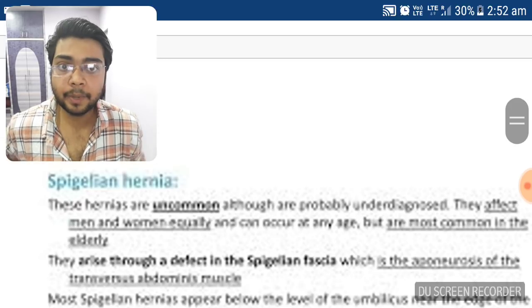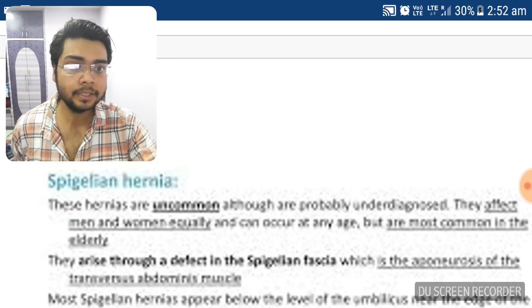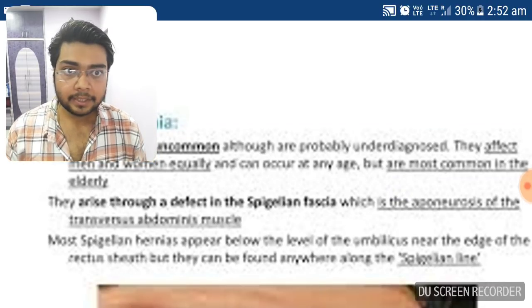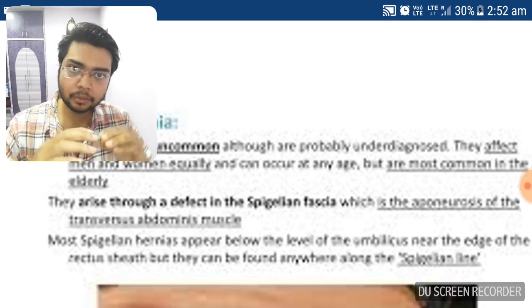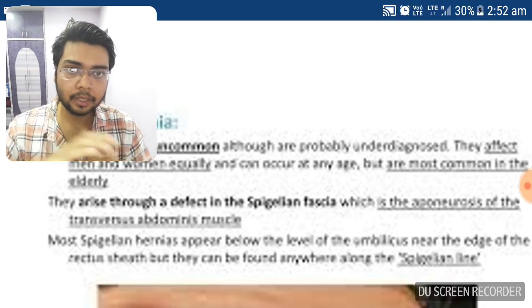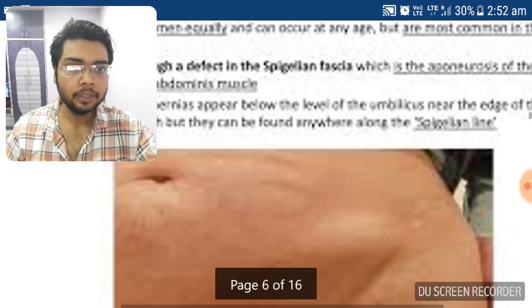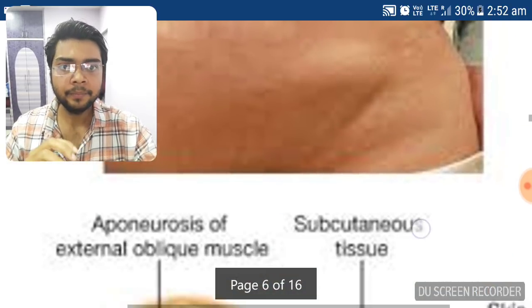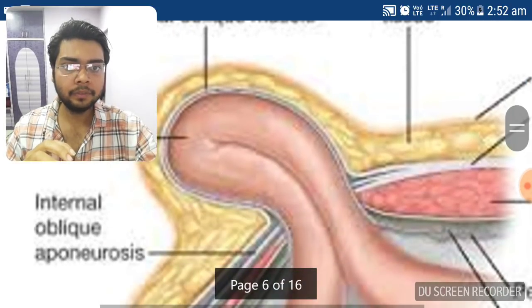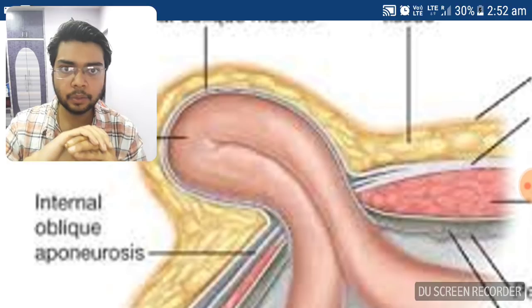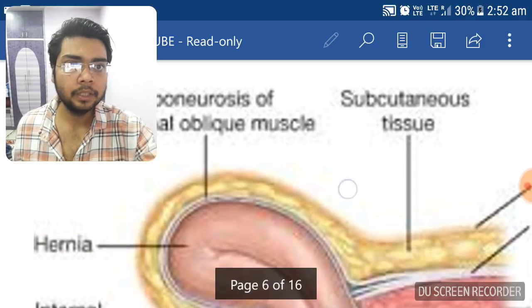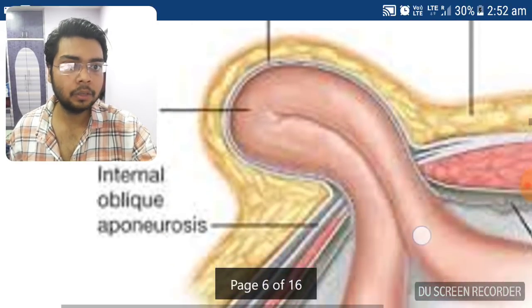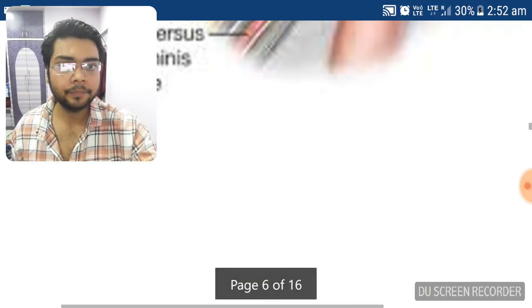One more hernia is there, Spigelian hernia. There is a defect in the Spigelian fascia. What is the Spigelian fascia? It is the aponeurosis of the transversus abdominis muscle. So there is a defect here, and through that defect a part of the gut goes inside, but not the whole of it. You will find a lump-like swelling here. See, only a part of the gut is going through the defect in the fascia. And what fascia is it? Transversus abdominis, so the aponeurosis of external oblique and transversus abdominis muscle.